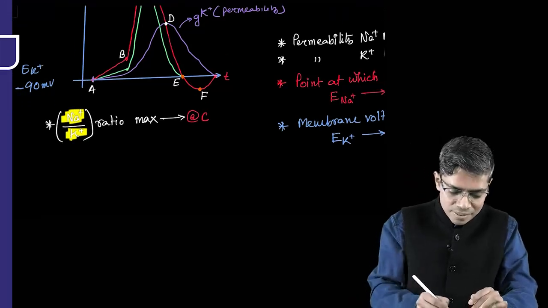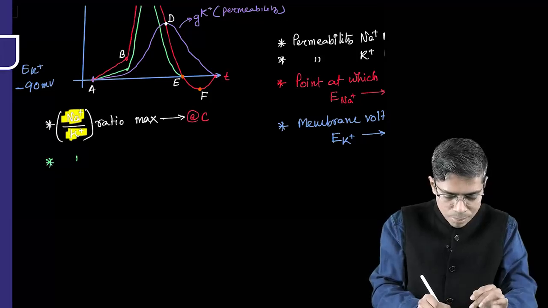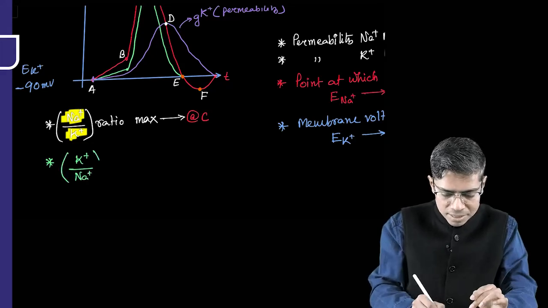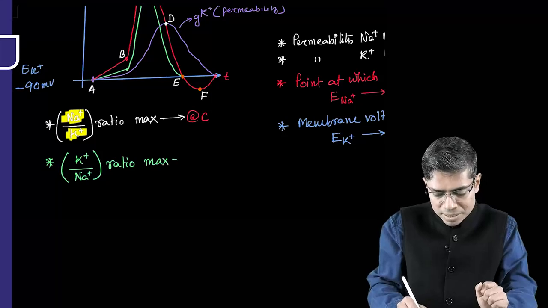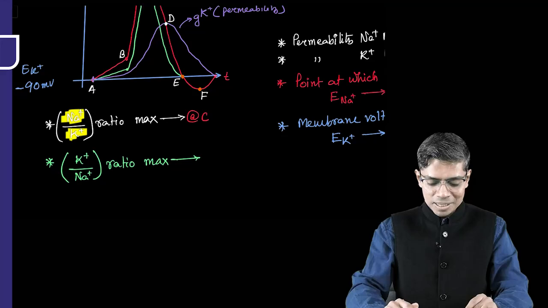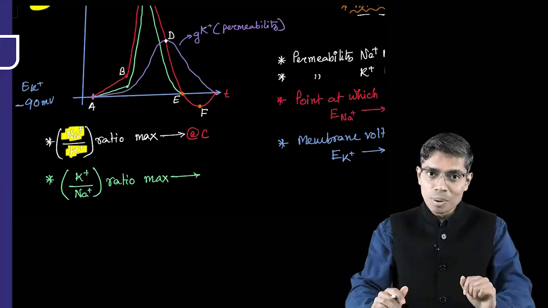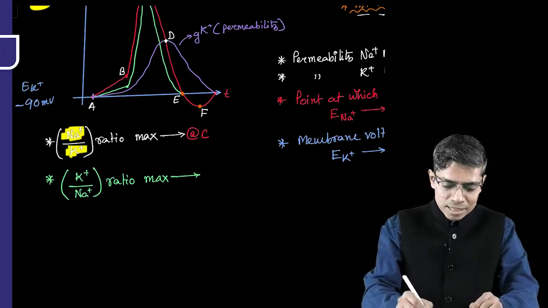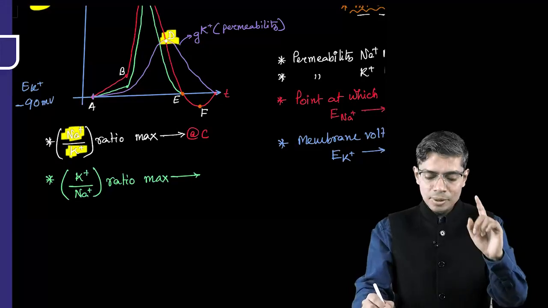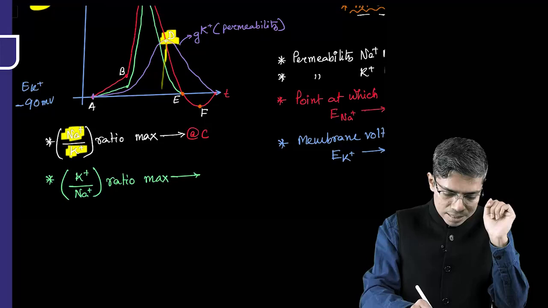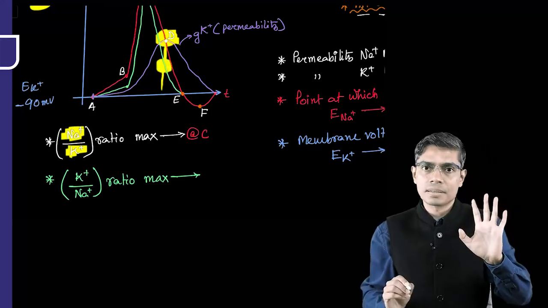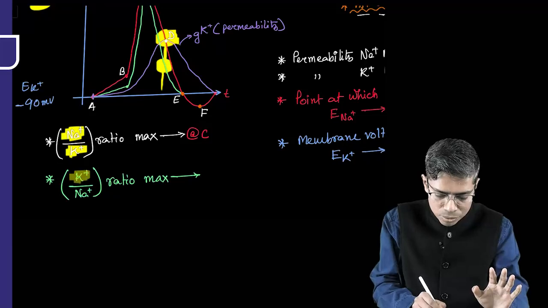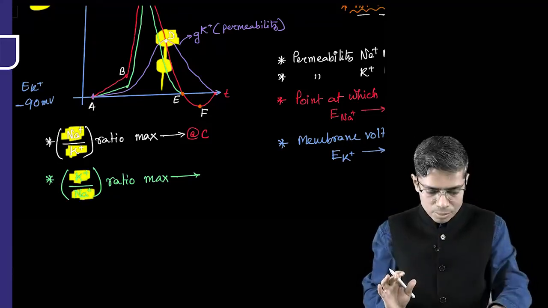But if I reverse this ratio, now my question is at which point the potassium upon sodium permeability ratio is maximum. Then I have to find a point where potassium permeability is maximum in comparison to sodium. Obviously you are thinking that point number D will be the answer, but at point number D, if we plot a perpendicular like this, potassium permeability is high, I can understand, but sodium permeability is also there. Potassium upon sodium is nothing but a division of two numbers.